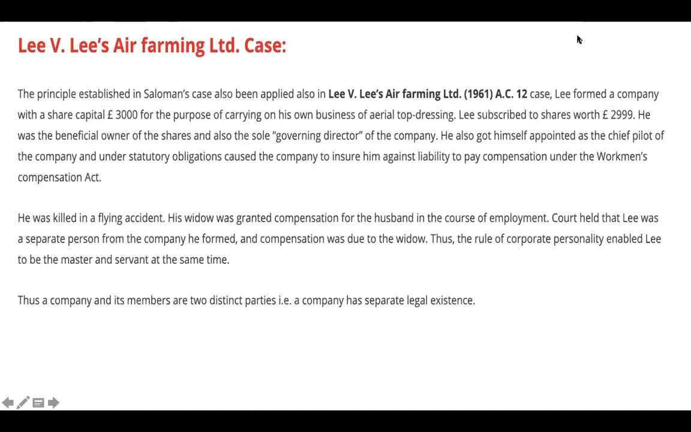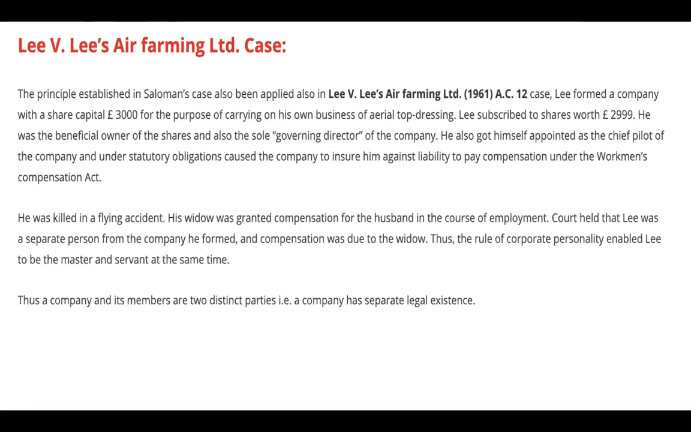He got himself appointed as the chief pilot of the company, and under statutory obligation caused the company to insure him against liability to pay compensation under the Workmen's Compensation Act. He was killed in a flying accident. His widow was granted compensation for her husband's death in the course of employment. The court held that Lee was a separate person from the company he formed, and compensation was due to the widow. Thus, the rule of corporate personality enabled Lee to be the servant and master at the same time.